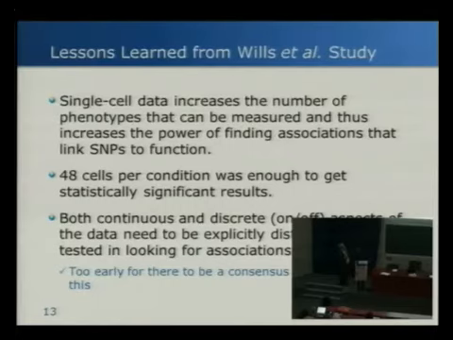And then finally, the one thing I wanted to emphasize is that in single cell data, you need to look at both the continuous and discrete aspects of the data. And you need to explicitly distinguish those and test those in looking for associations. And I think this is early. I think it's too early for there to be a consensus on how best to do this. So Quinn had one particular way of doing it. I know of at least 2 other publications that use slightly different ways. But again, they look explicitly at continuous and discrete aspects of the data.